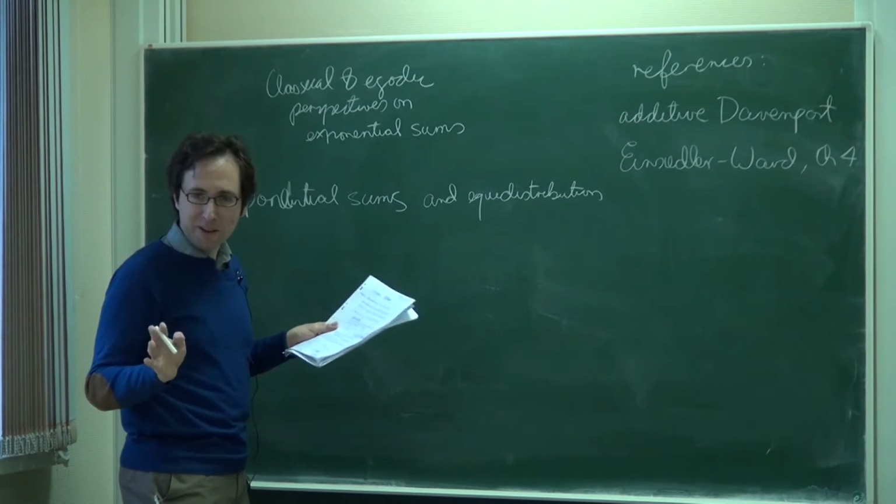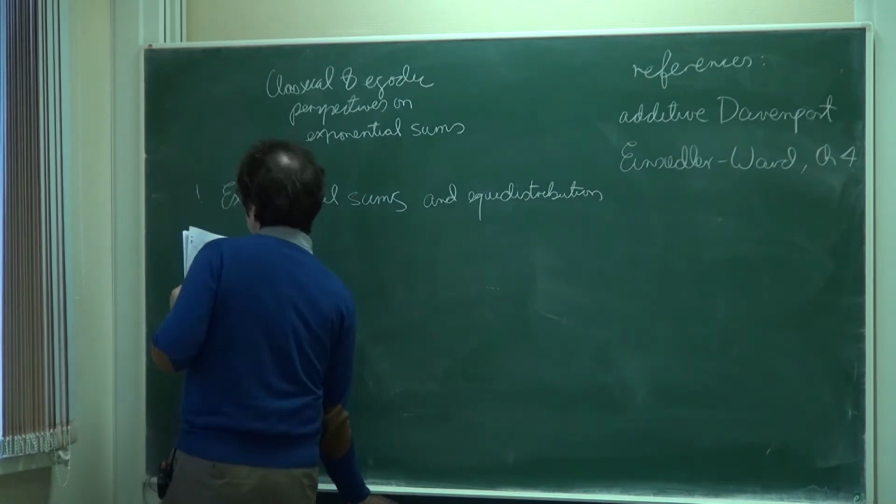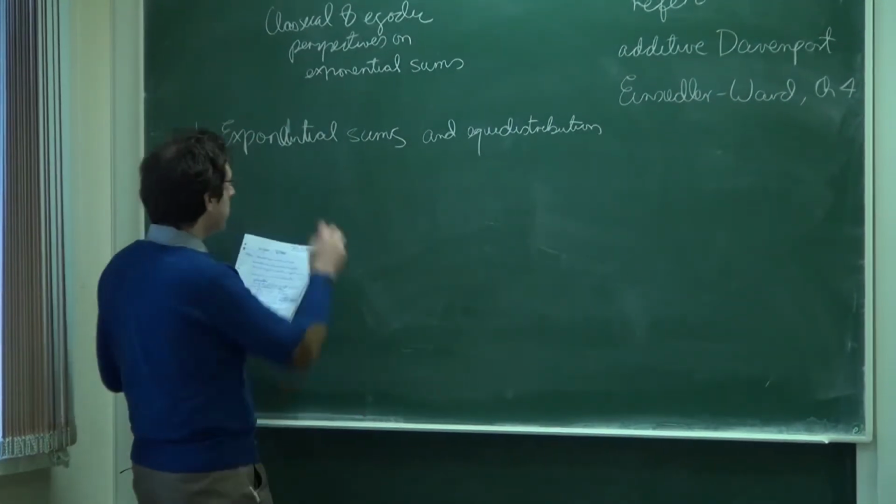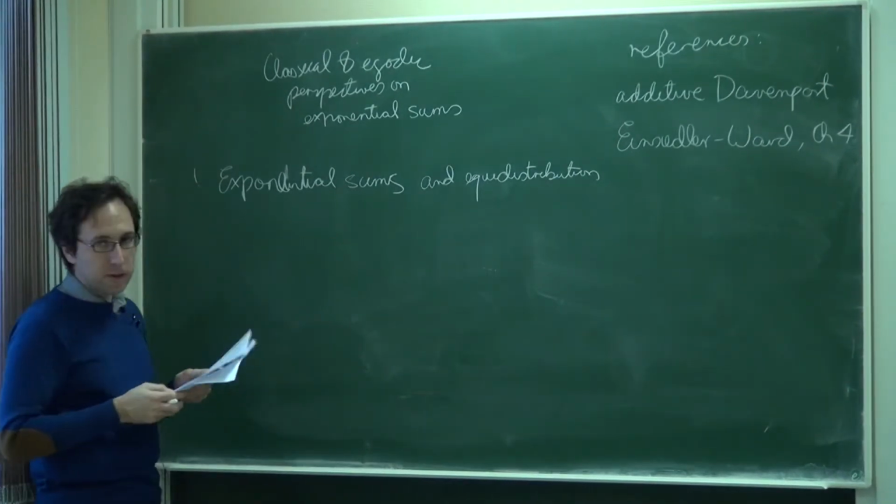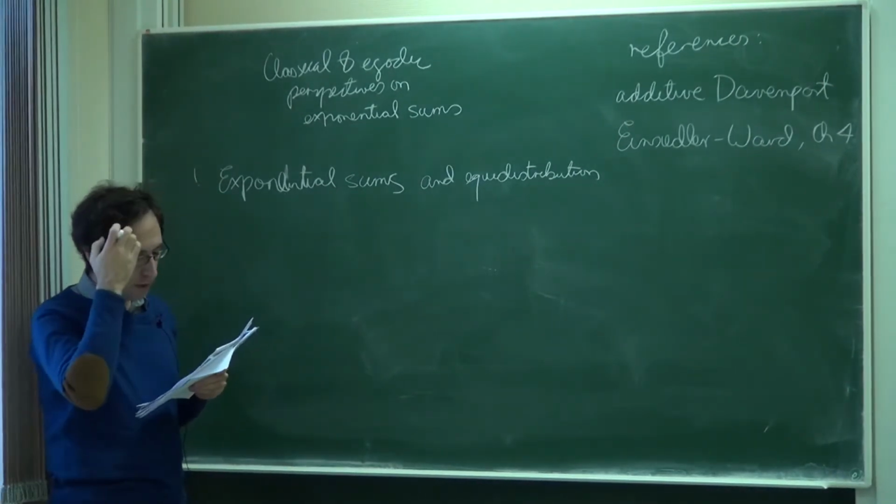First of all, let us define what we mean by it. But what are exponential sums? So much of the work of an analytic number theorist is about finding cancellation.